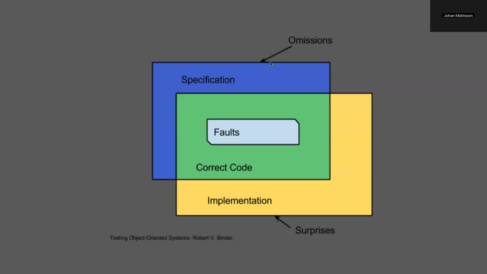That shouldn't be there in certain implementations. And the blue part here is the omission. That's specifications that we haven't implemented yet. So the faults are only in the code that is implemented according to the specifications, but returns something that's unexpected, right? Those are the faults.